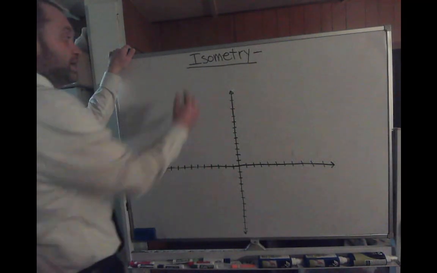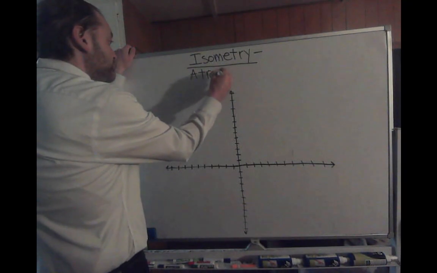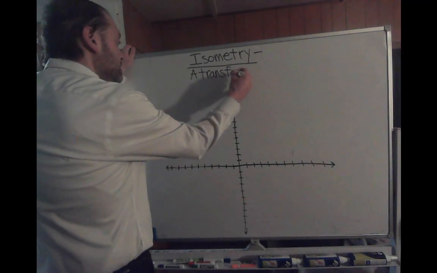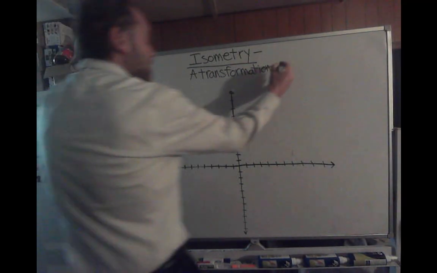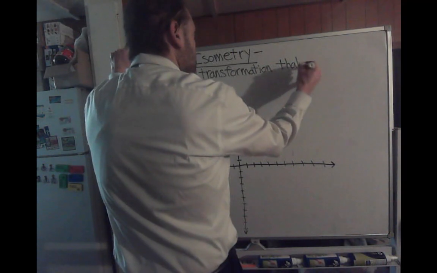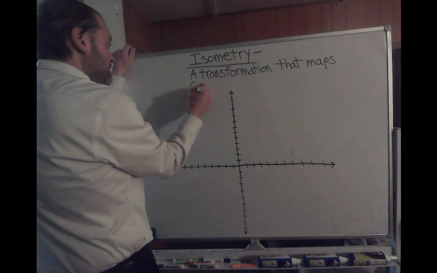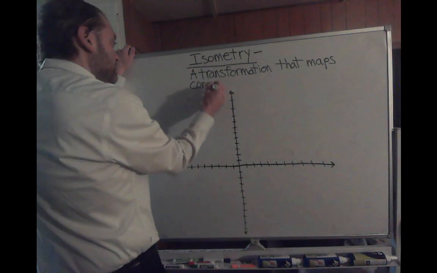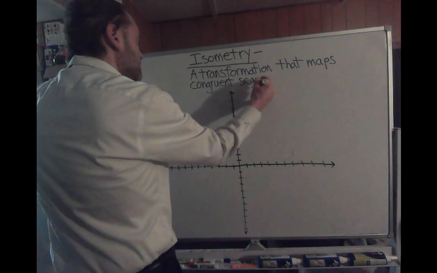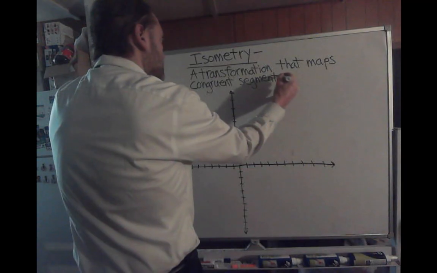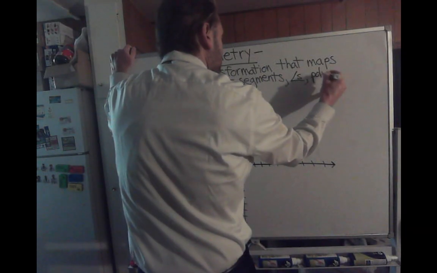An isometry is a transformation that maps congruent segments, angles, polygons, etc.